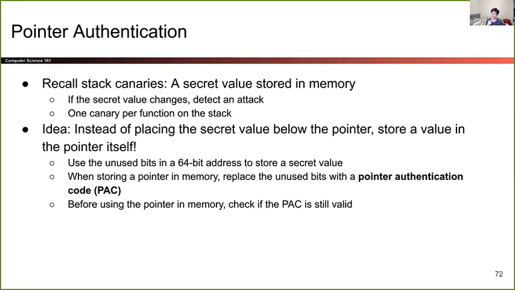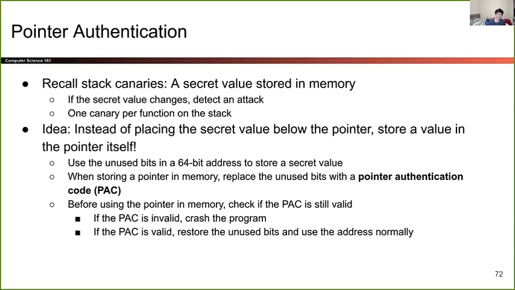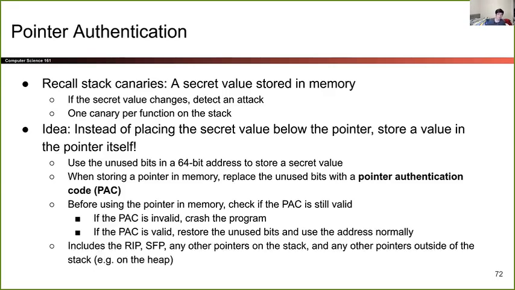Before we use the pointer, we'll check and make sure, is this PAC still valid? And if the PAC isn't valid, then we crash. Else we assume, okay, this is probably unmodified, and then we'll continue along our day. And anything that is a pointer can have this. On 64-bit systems, everything's a little bit larger, twice as large actually. But the RIP, SFP, and basically any other pointer on the stack can have this, because those are all pointers and we can authenticate those pointers. We can also do this on the heap and in the static data sections where we might also store pointers.